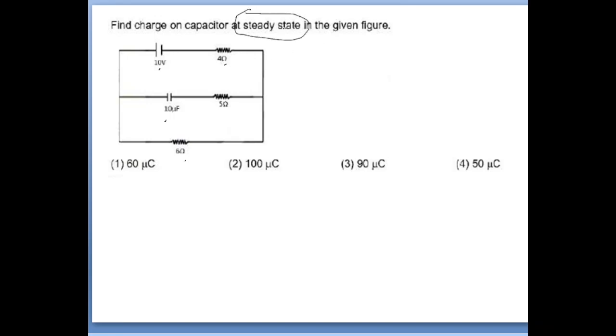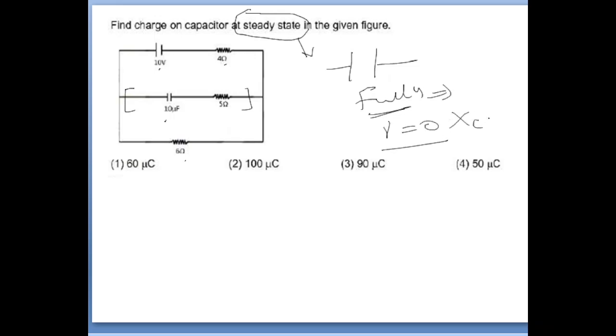Steady state means imagine a capacitor when it is fully charged. It just behaves as a normal wire. So what do you have to do? Don't take steady state incorrectly. And one more thing, steady state means frequency is 0. Yes sir, DC steady state. At that time the capacitive reactance is infinity, so it doesn't allow current to pass through.